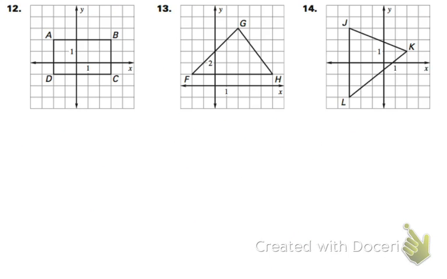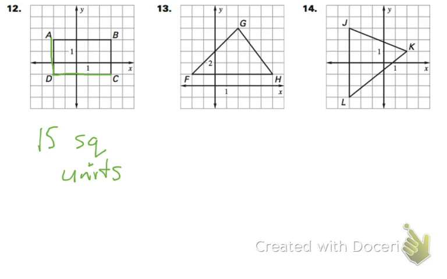Alright, for this last part, we're finding the area for each shape. So I see that this rectangle has a height of 3 and a length of 5. So 3 times 5 is 15. And I can also see that if I just counted all the squares inside, I also would have gotten 15 for that right there. So 15 square units, since I don't know how big those squares are, if they're square inches or square feet or square meters or anything like that.